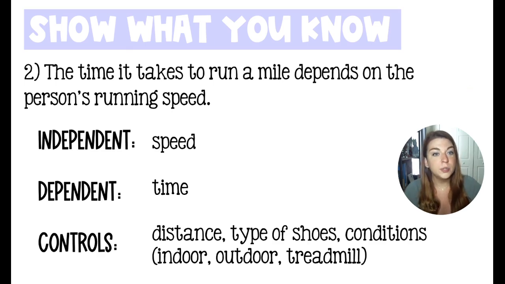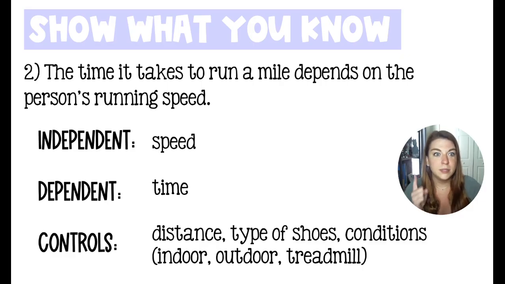For question 2, it says the time it takes to run a mile depends on the person's running speed. The thing we're testing is their speed, and we are going to measure the time that it takes them to run. And then our controls are going to be all of the conditions that we want to keep the same so that we can compare these people and their running speeds.